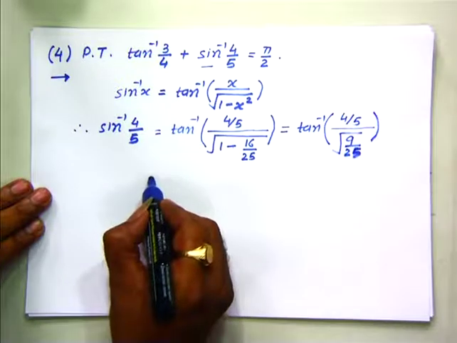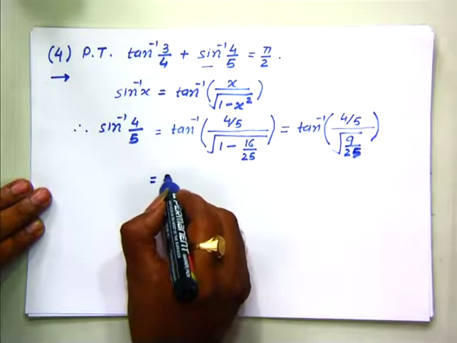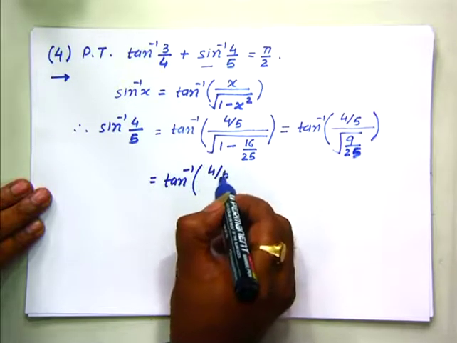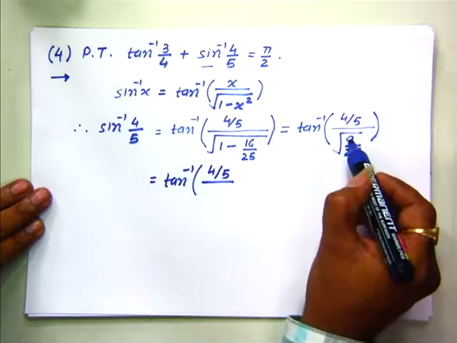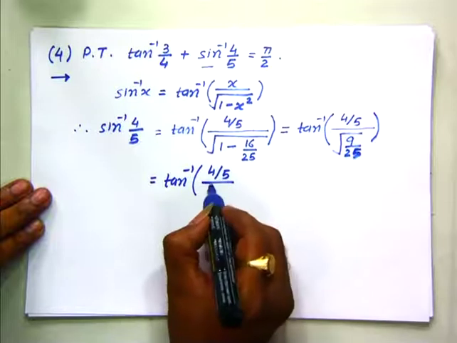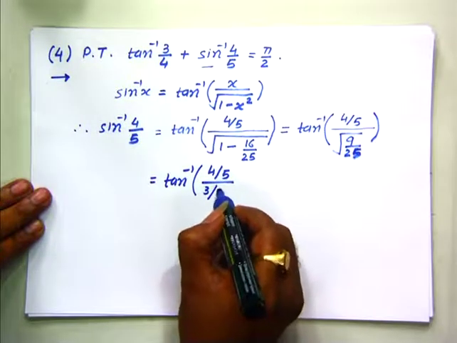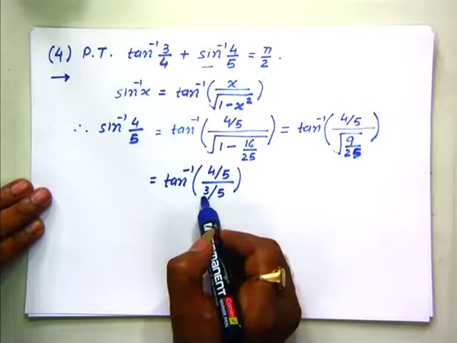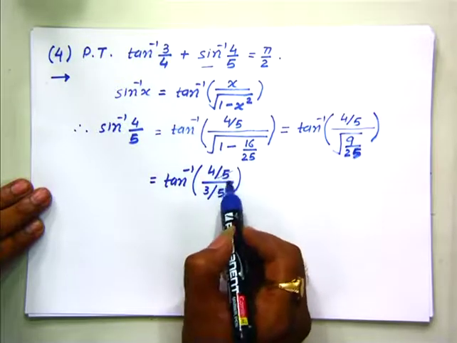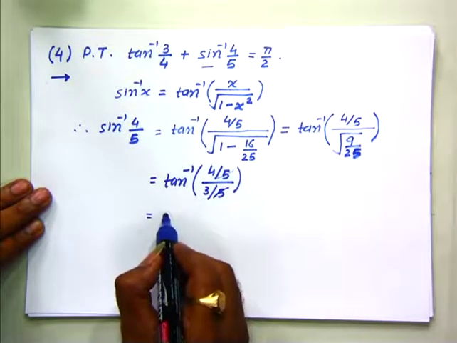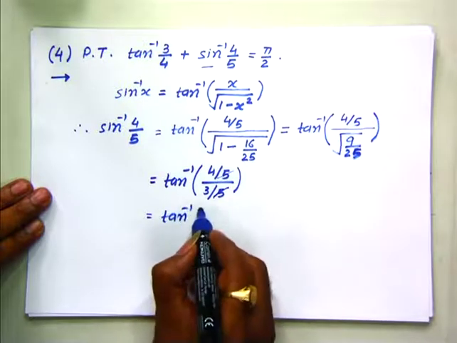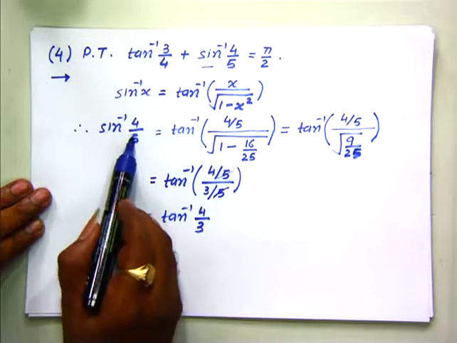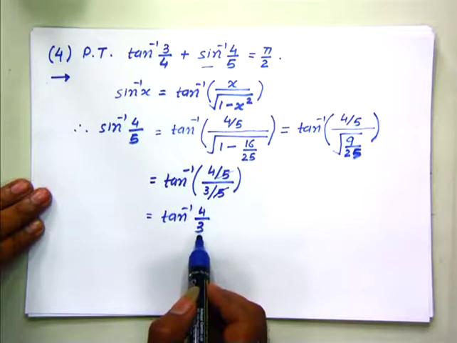Okay, therefore this is equal to tan inverse of 4 by 5 upon, what is the square root of 9 upon 25? Square root of 9 is 3 and square root of 25 is 5. See here, tan inverse 4 by 5 upon 3 by 5. 5 will be cancelled out. So we have this is equal to tan inverse 4 by 3. So we have got that sine inverse 4 by 5 equal to tan inverse 4 by 3.